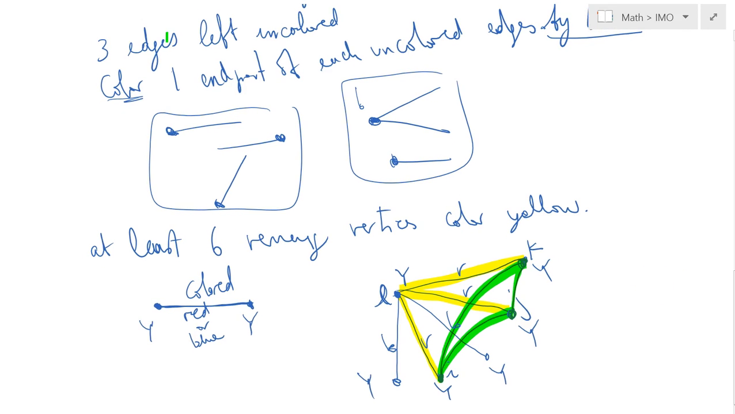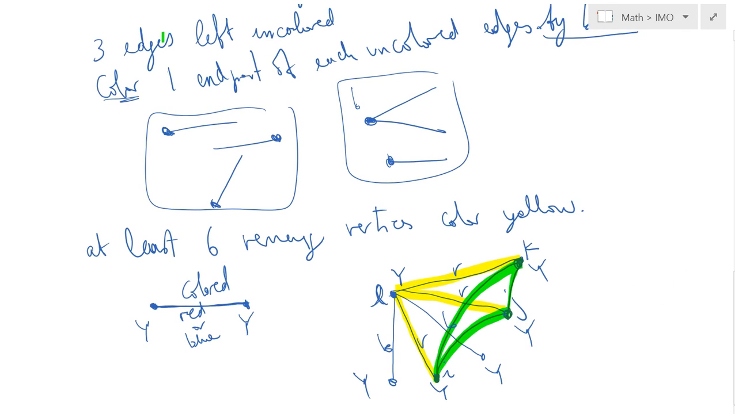So let me repeat the argument. We have already these 3 red edges. Maybe I should have drawn them like this. So these 3 are already red. I should be careful, because if I connect I and J with red, then triangle LIJ is all red. I don't want that. Therefore, this one has to be blue.